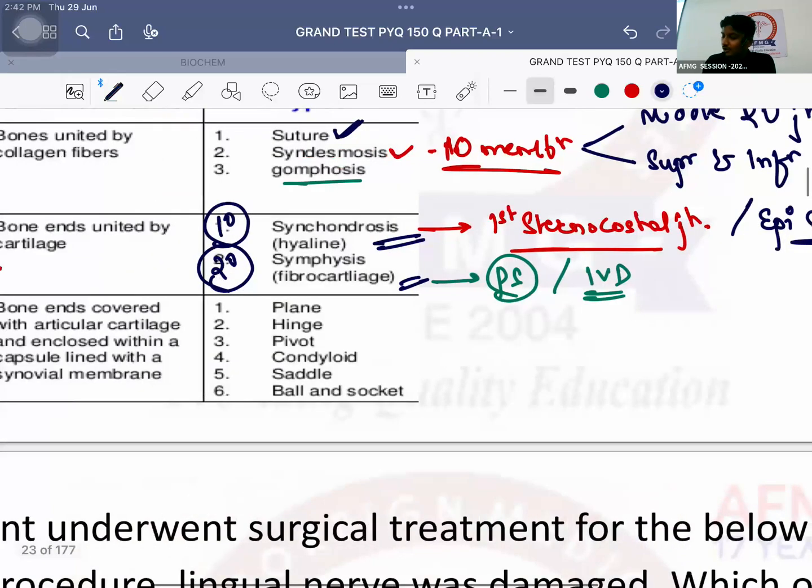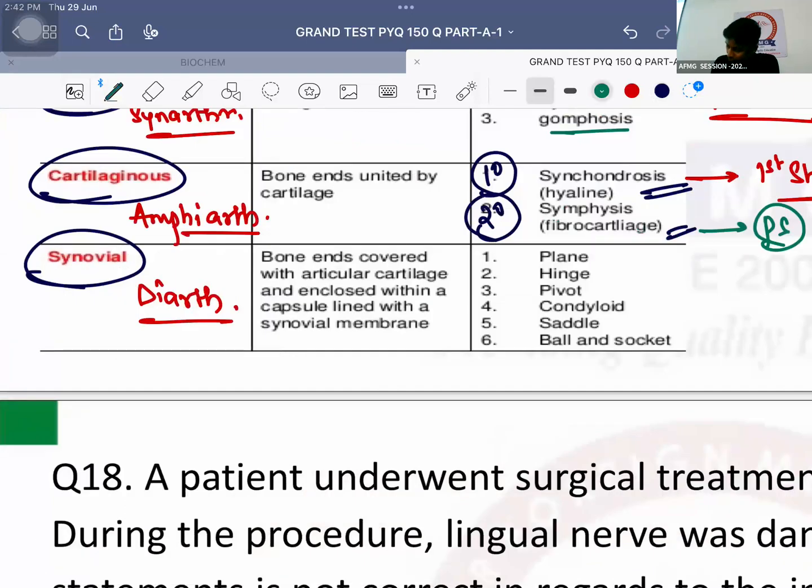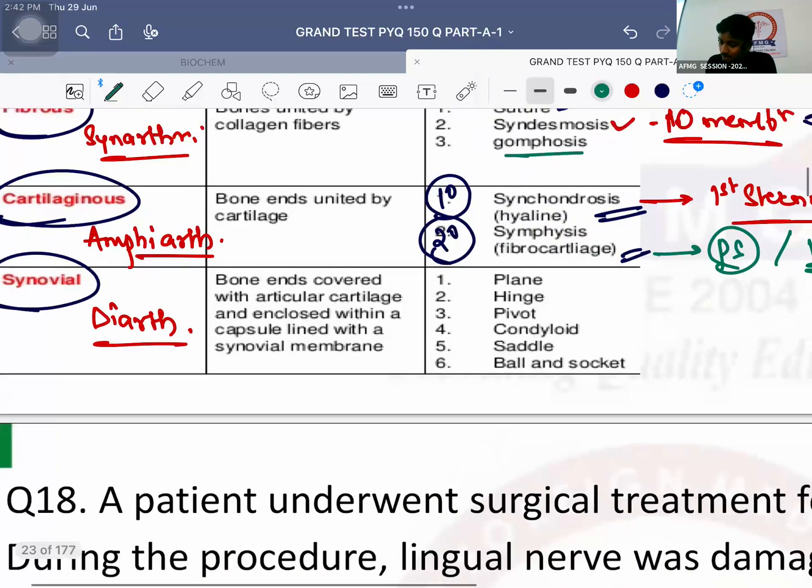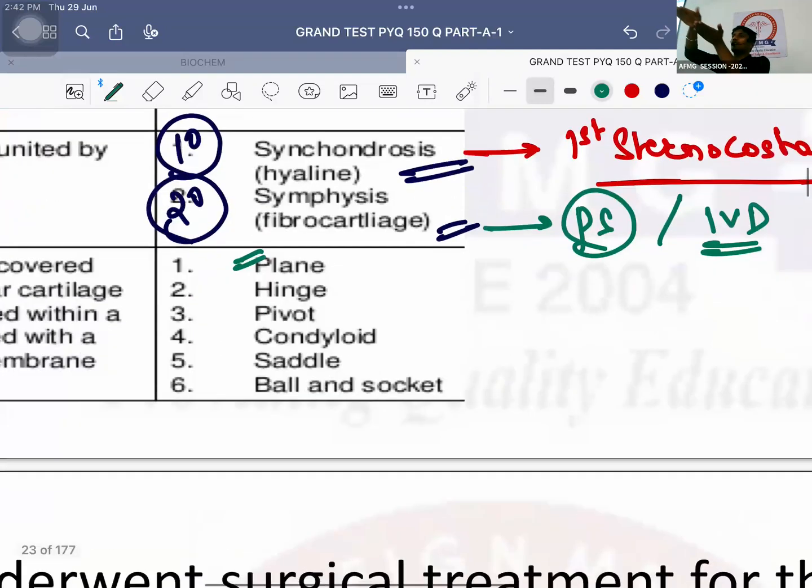Last are the freely movable joints known as synovial joints, also known as diarthrosis. They are of 6 types. First one is called the plane joint, also known as gliding joint, because one bone glides or slips over another bone. These are intertarsal and intercarpal joints. The joint between 2 tarsal bones or 2 carpal bones, these are plane or gliding variety of joint.